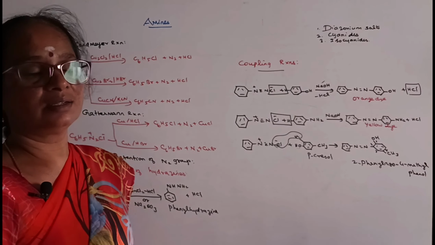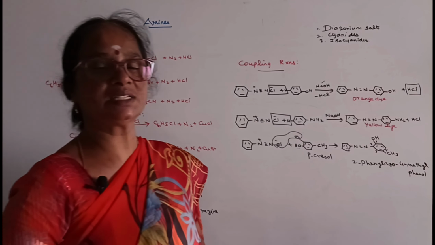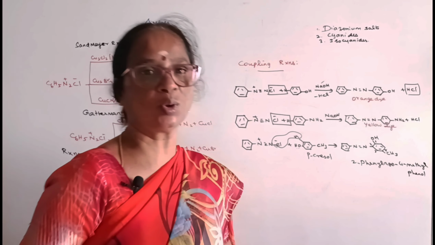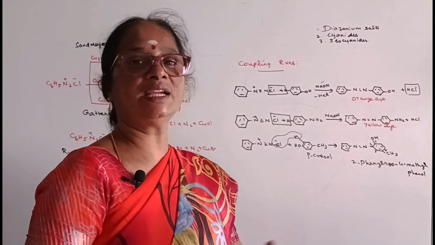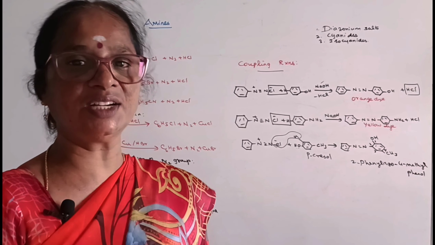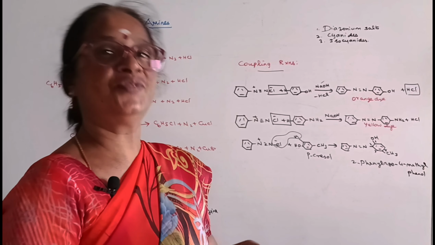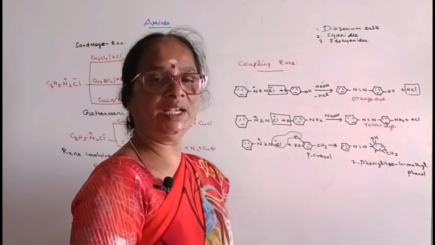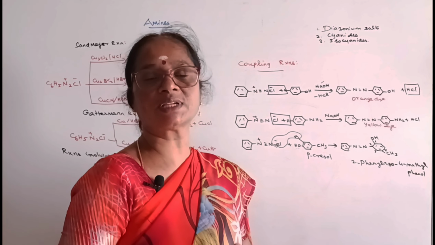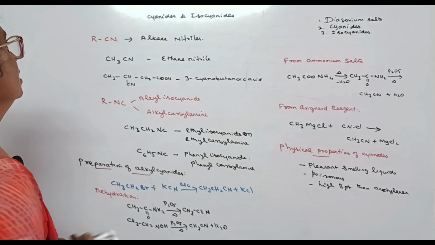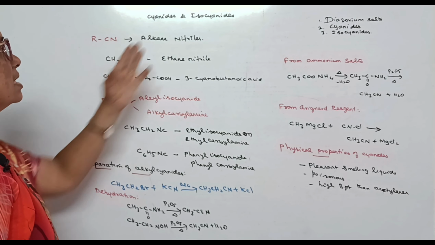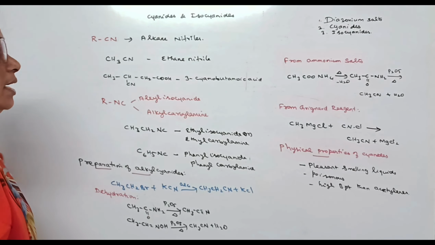That's all for the chemical properties of benzene diazonium chloride. This benzene diazonium chloride is such a wonderful synthetic reagent, from which all the derivatives of the aromatic compounds can be prepared. The next topic of this chapter is cyanides and isocyanides.